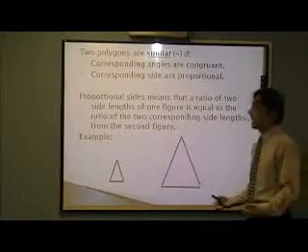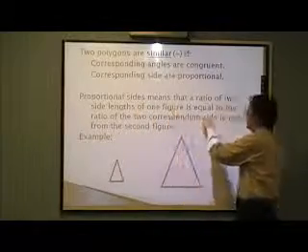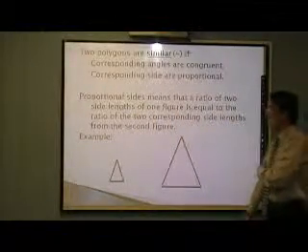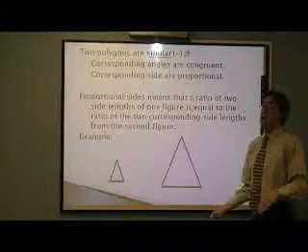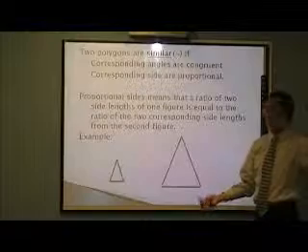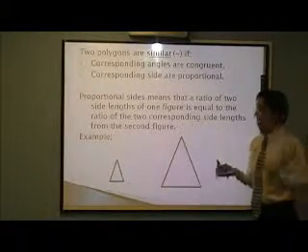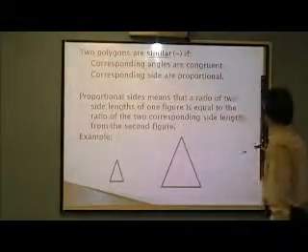When I say proportional sides, what I mean is that the ratio of two side lengths of one figure is equal to the ratio of the two corresponding side lengths from the second figure. That's what proportional means. It means I can take the ratio of two sides, compare it to the ratio of the corresponding two sides for the second figure, and they will be equal, and that makes it a proportion. So that's why it's called proportional. Here's an example.